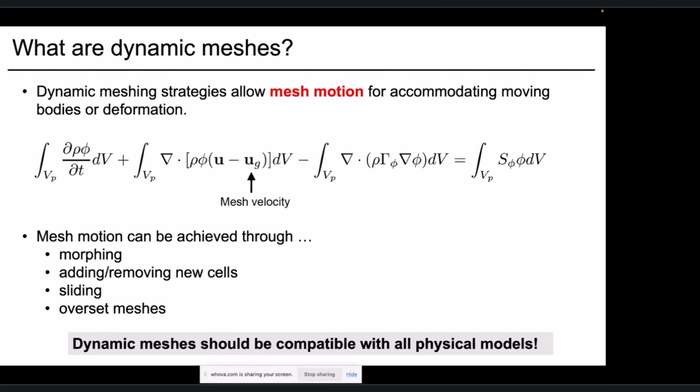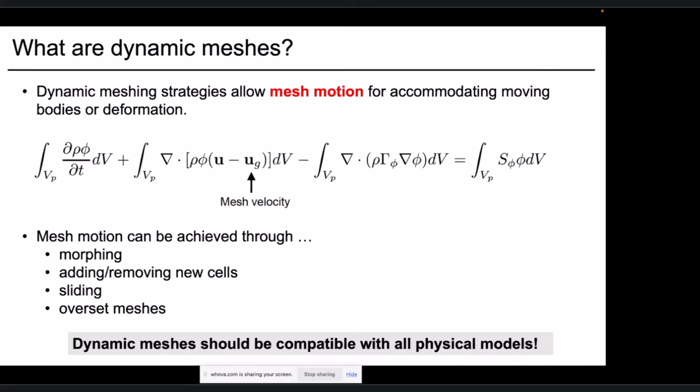And what does it mean in terms of the governing equation? It means that if we are solving the primary governing equation according to the arbitrary Lagrangian-Eulerian framework, then we have to accommodate a grid velocity, or the mesh velocity, in the convective term of the governing equation. Here, phi is a very general state variable which can be different things. Now this mesh motion can be achieved in different ways.